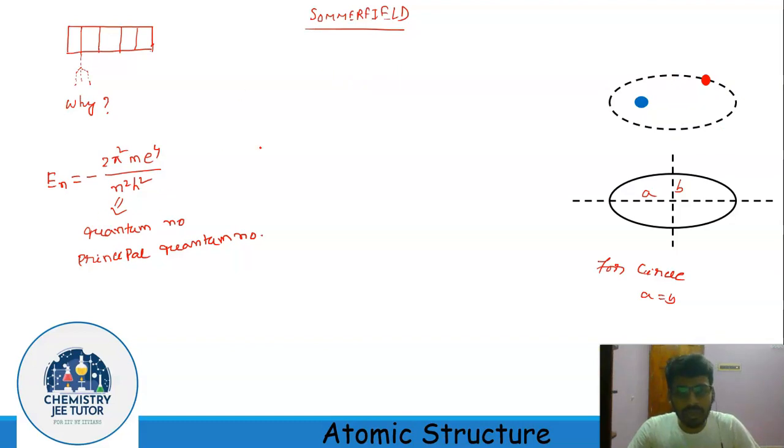And from Sommerfeld's relativistic theory, the energy of a hydrogen atom is En equal to minus 2 pi square m e to the power 4 divided by (n plus k) whole square into h square, where k is another quantum number along with the principal quantum number n, and it is called the azimuthal quantum number.